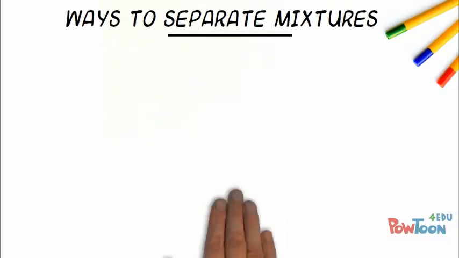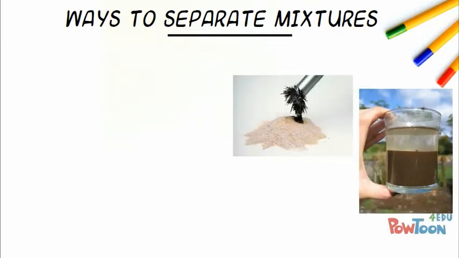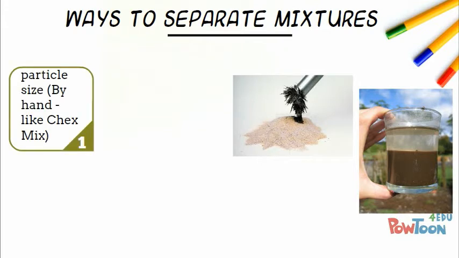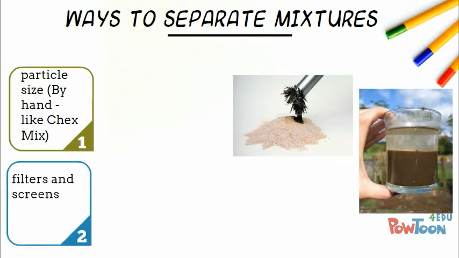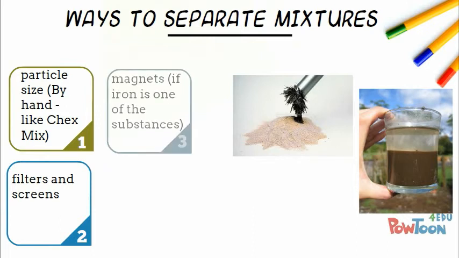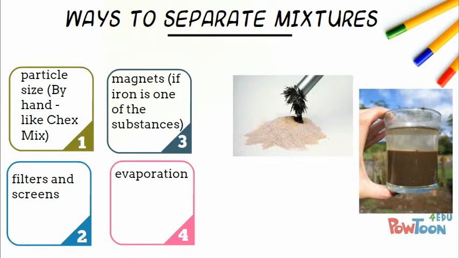Not all mixtures can be easily separated by hand. Sometimes you might need to use another method to separate them. For example, you can separate things by particle size. You could use filters or screens. If there's iron in the substance, you could use a magnet, and you could always use evaporation on many liquids.